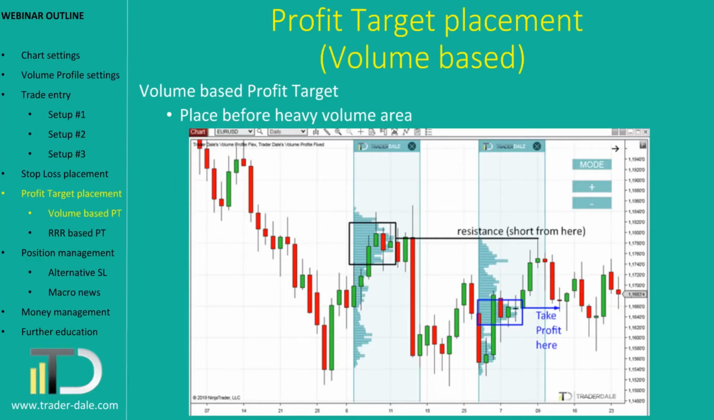Imagine that you are in a short position from the resistance level marked in a chart, and the price is going downwards, you are in green numbers, and you are looking for a place to quit your trade. So you use the flexible profile to look into the pullback movement, to look into the area where the price was going upwards before it hit the resistance.